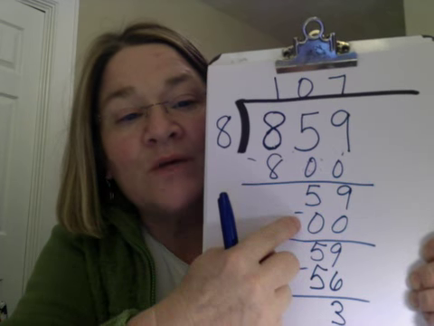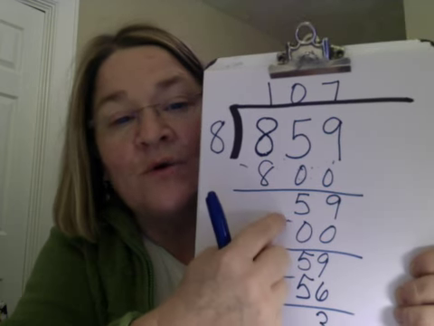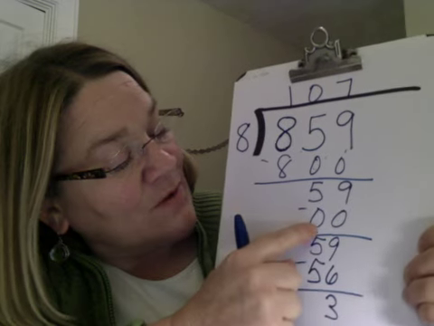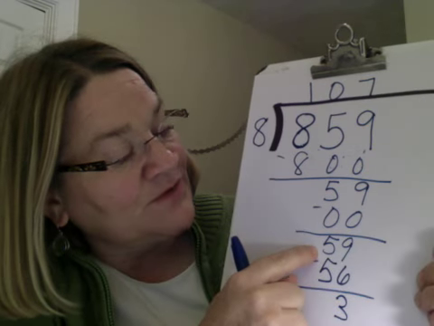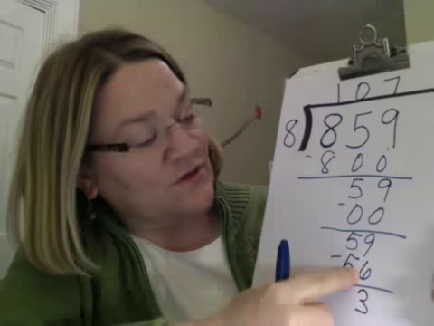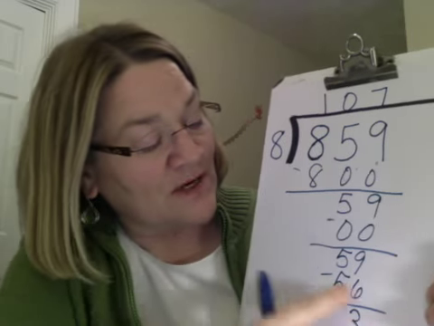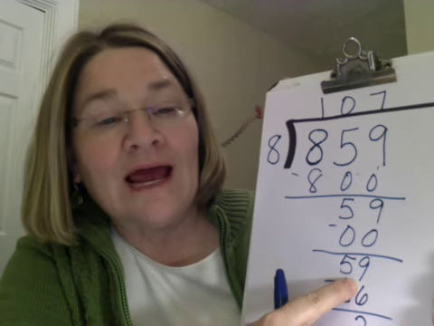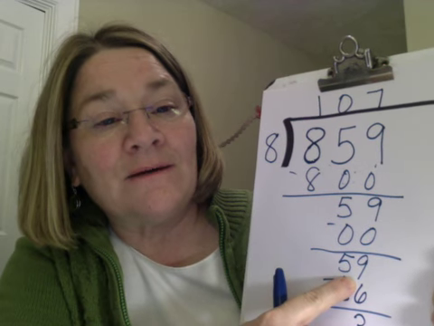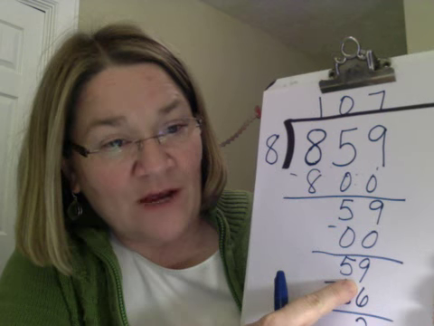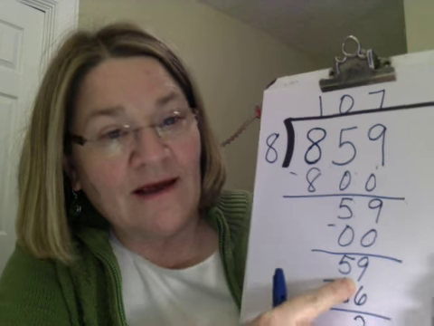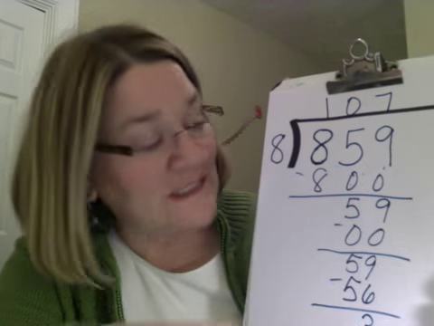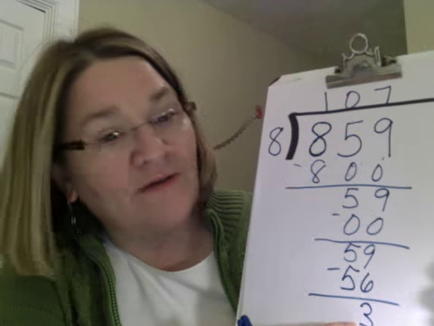But since there were no tens, no 8s, that could go evenly into 5 tens, we were able to subtract the zeros and we ended up with 59. We have our 0, so then that moves us over to the ones column, where this then becomes 59 ones. And if you have 8 groups with the 59, you would end up with 7 in each group, 7 ones in each group, and you would have 3 left over.